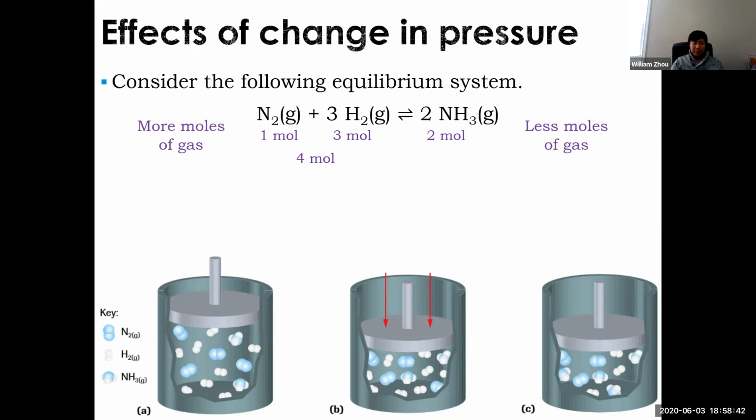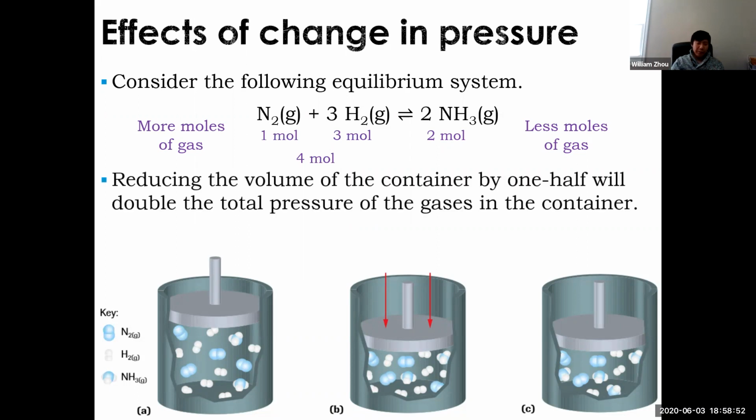Let's imagine that I push the thing down so that the gas is occupying a smaller volume. I reduce the volume by 1/2. Well, this will result in a doubling of the pressure. So okay, I doubled the pressure. What happens? Which direction will this equilibrium shift, if at all? Anyone want to take a crack at this?